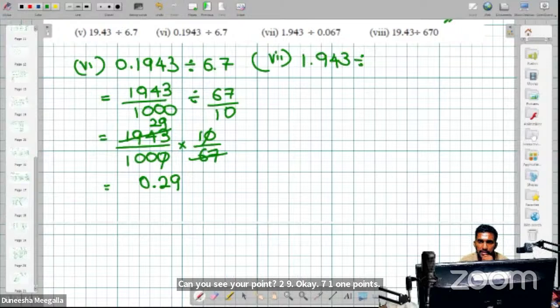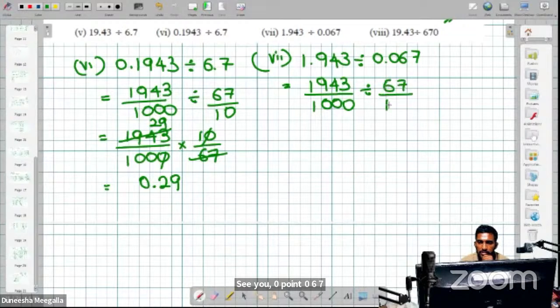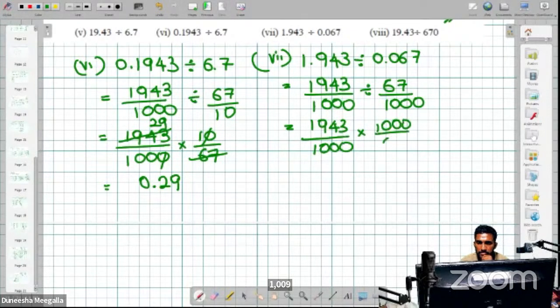Seventh one: 1.943 divided by 0.067. 1943 divided by 1000, over 67 over 1000. Answer is 29 for the seventh one.